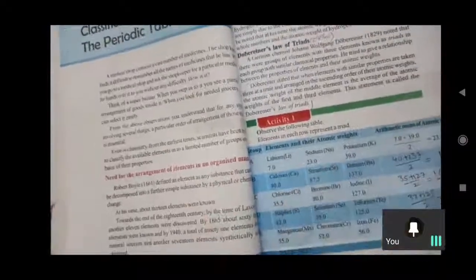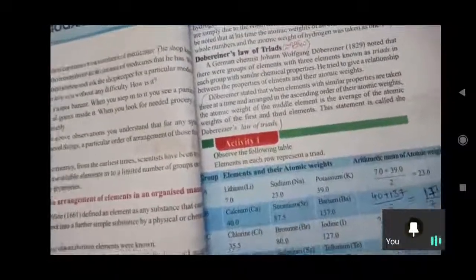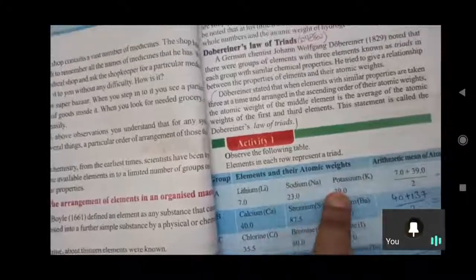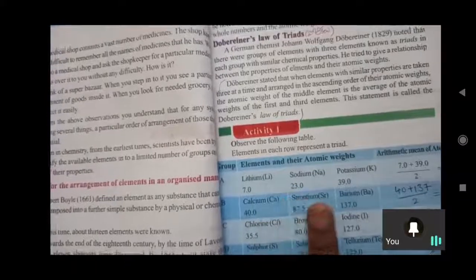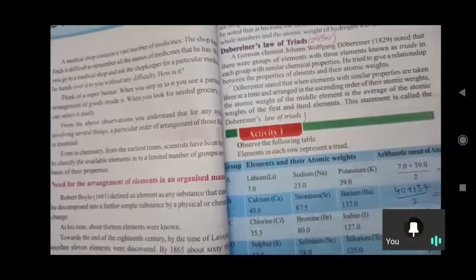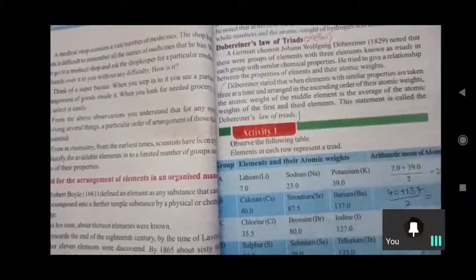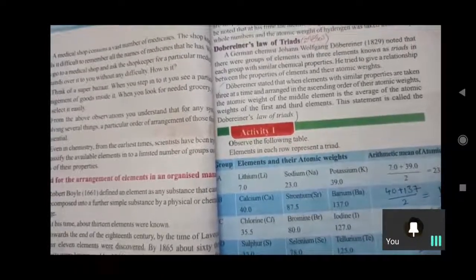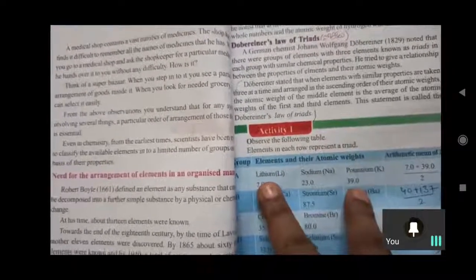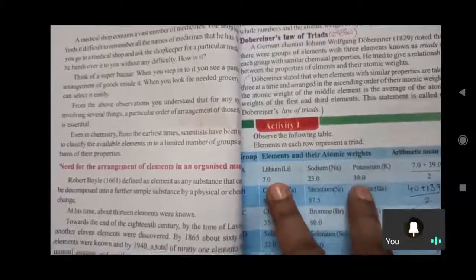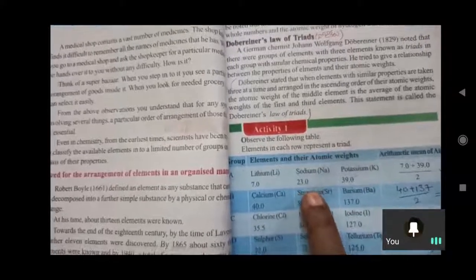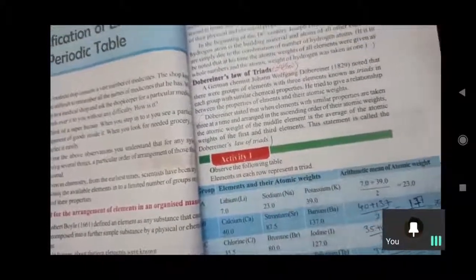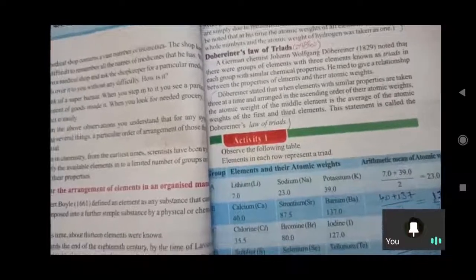In that manner, 7, 23, 39. He arranged three elements which have similar properties. Why did he select these three? He considered the physical or chemical properties, divided the elements into groups of three, and arranged them in that manner. If we add the atomic weights of the two outer elements and take the average, the atomic weight of the middle one will come. According to that, he stated the arrangement.